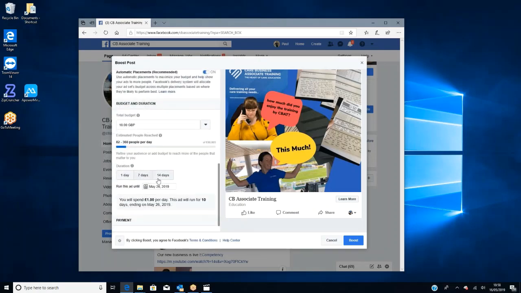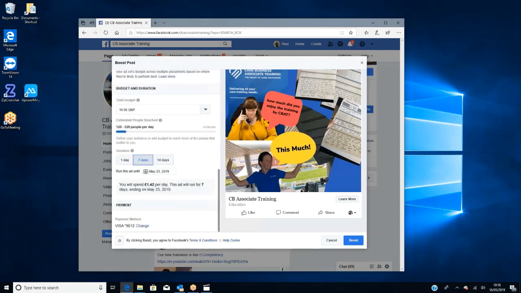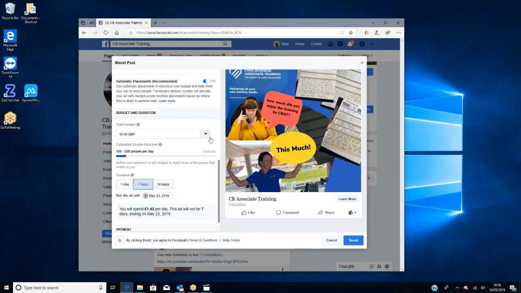So I can choose how long I'm going to boost it for. I could decide to run this over a month because I'm doing a 1 month recruitment drive. I could decide to run it over 1 week if I want. So let's say I go 7 days. So it's now actually telling me my spend. And this is the budget up here.